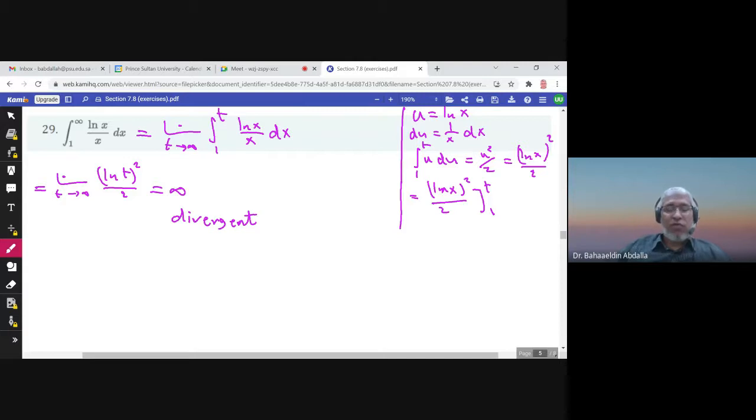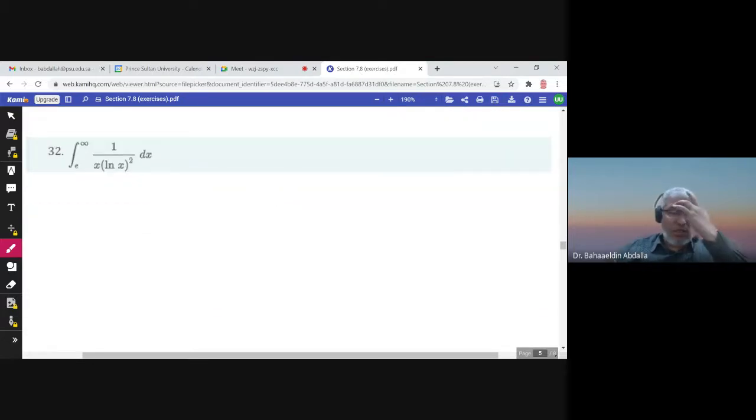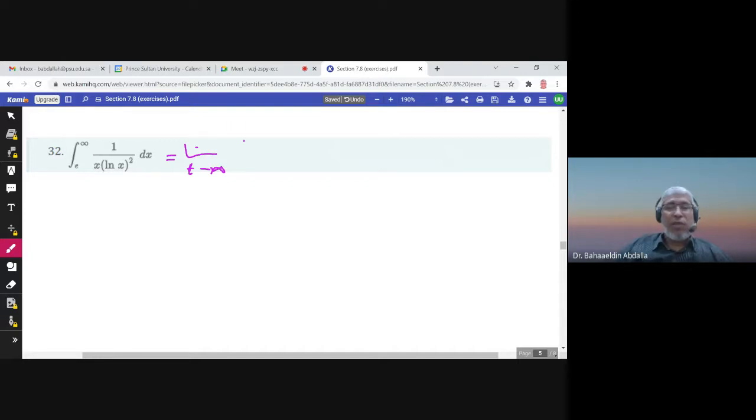We will continue solving some more exercises about section 7.8, improper integrals. So here, question 32, integral from e to infinity. This is an infinite limit. We write a limit when t goes to infinity. We replace infinity by t. So it would be the integral from e to t of 1 over x (ln x) to the power 2 dx.